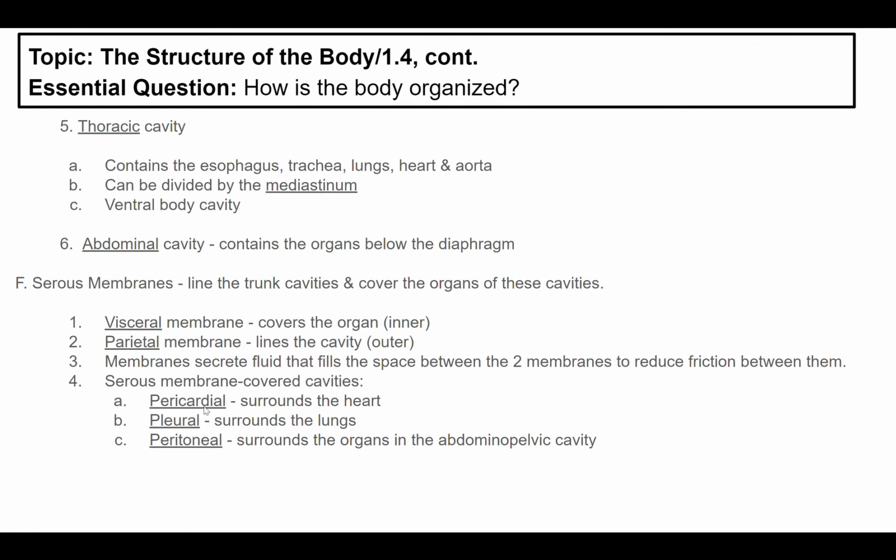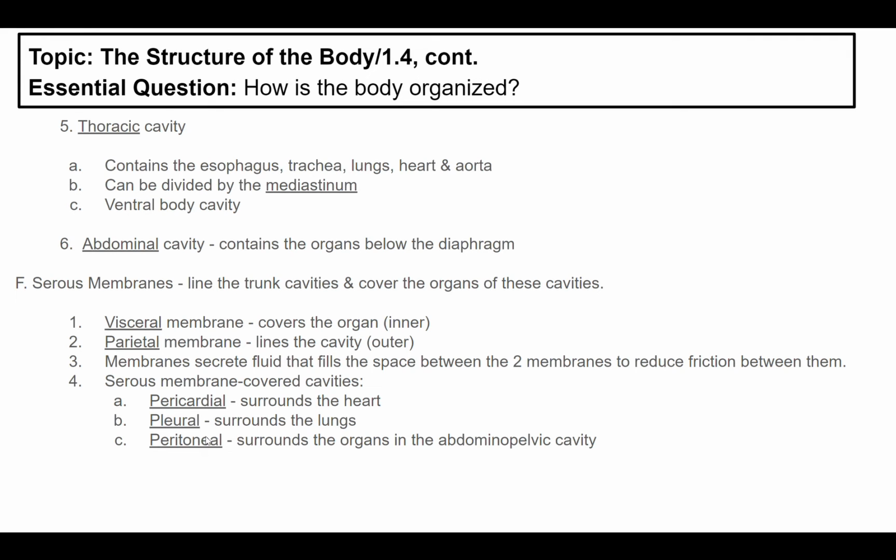So it's a little confusing. You have to think about where it is and what's being covered. If the organ is being covered, you're going to use the visceral word. If the cavity is what's being covered, you're going to use the parietal word. And then you put either one of those words in front of these words to describe where it's at specifically.